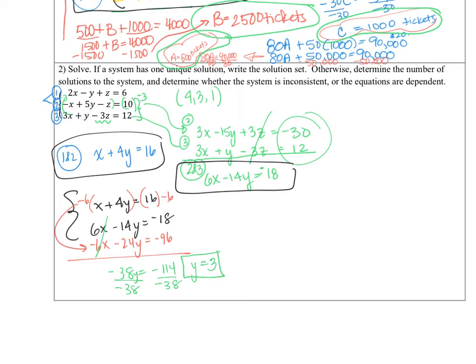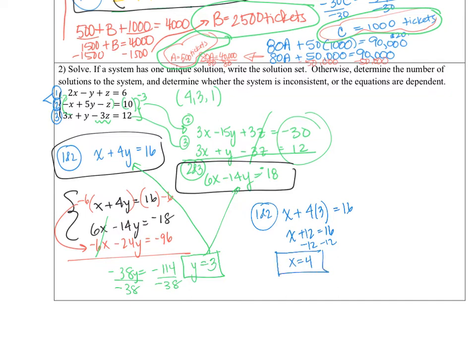And so again, we're solving just this little system, so we want to plug this back into one of these equations that we just created. I'm going to plug it into just equation 1 or 2. It doesn't matter, either one, you get the same answer. x plus 4 times 3 equals 16. So x plus 12 equals 16. Minus the 12, we get x equals 4. And so we've solved the little system.